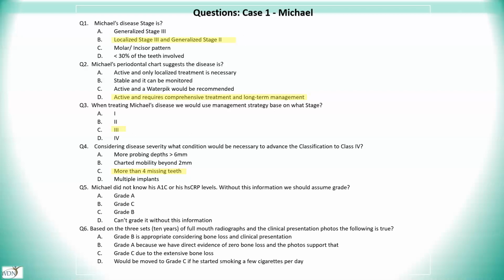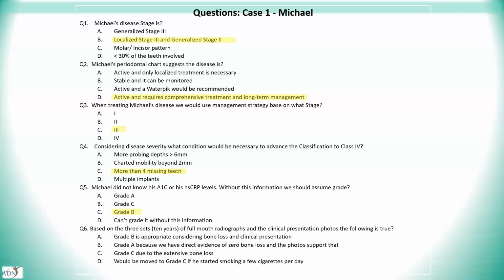Also, Michael didn't know his A1C or his CRP levels. So if we don't know this on somebody, what grade are we going to assume? Remember, we always assume grade B. We always assume grade B unless we can prove otherwise. So grade number C is the best answer.